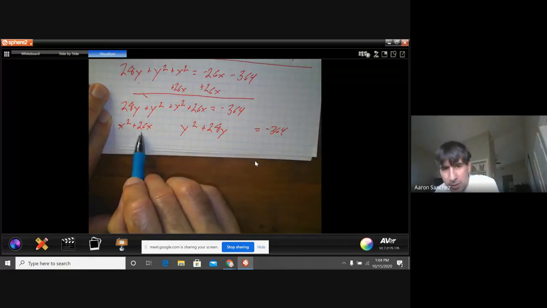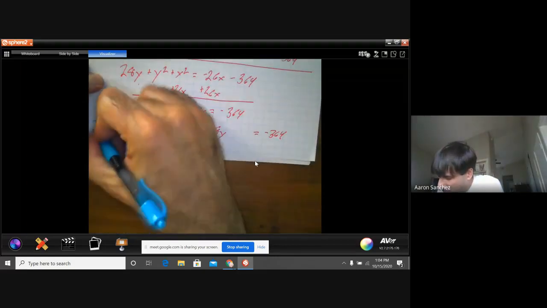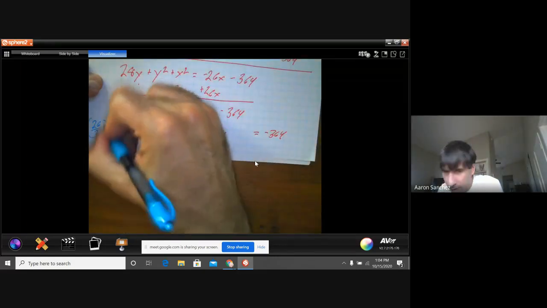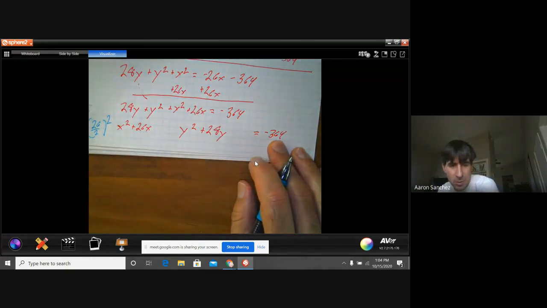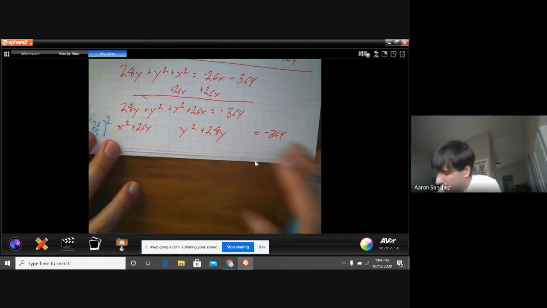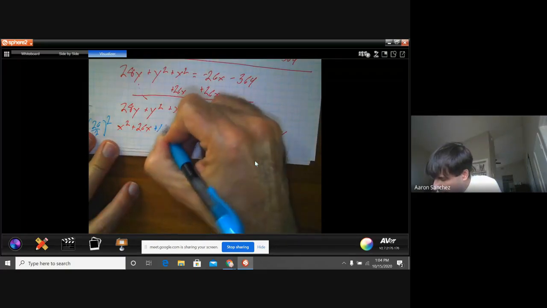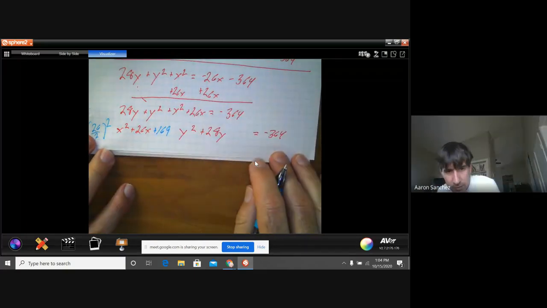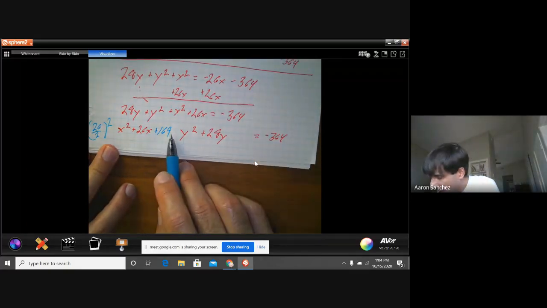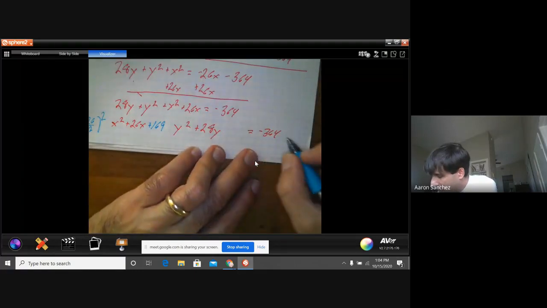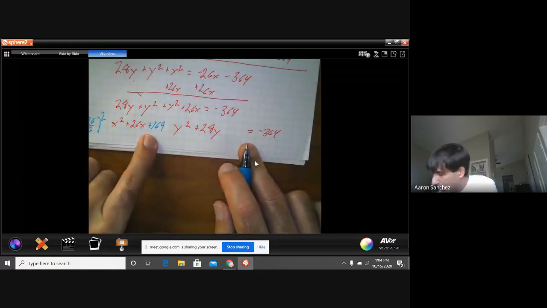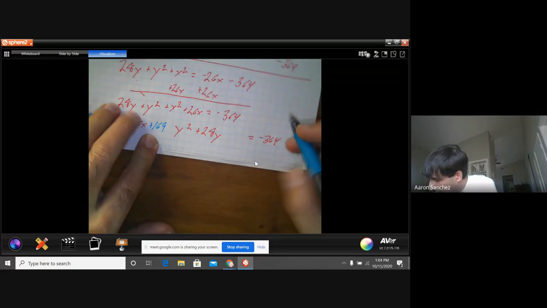Now I'm going to take this 26. This is my b. I'm going to divide it by 2, and I'm going to square it. 26 divided by 2 is 13. 13 squared is positive 169. Now I can't just add 169 over here without balancing it out, since it has to be equal. This side now has 169 more. To keep it equal, I have to add 169 over here.